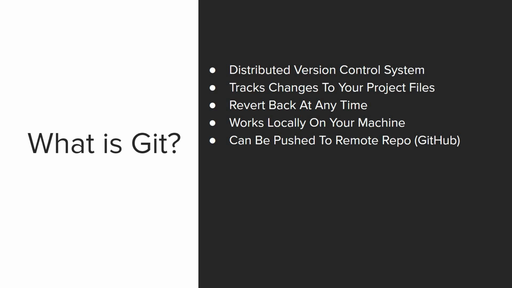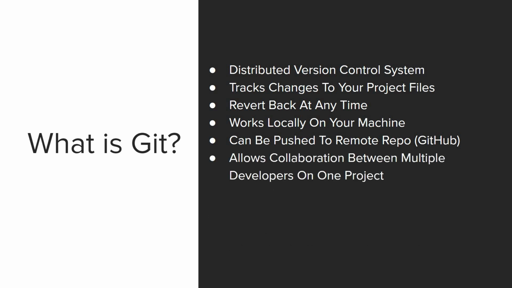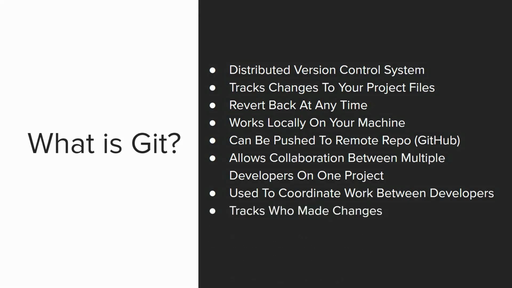Now this is where some people get confused. Git and GitHub are two different things. GitHub is a cloud-based storage solution for your project code. Git combined with GitHub allows collaboration between multiple developers on one project, and it's used to coordinate work between developers. Each developer will have a version of the code stored locally. Git also tracks who made what changes.